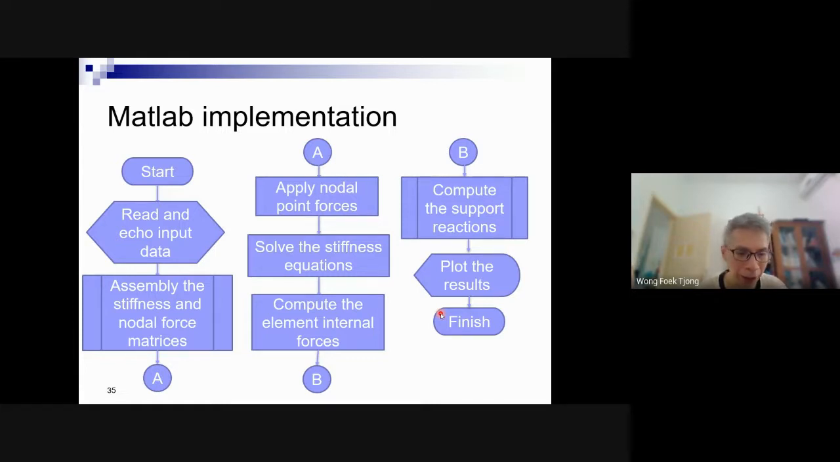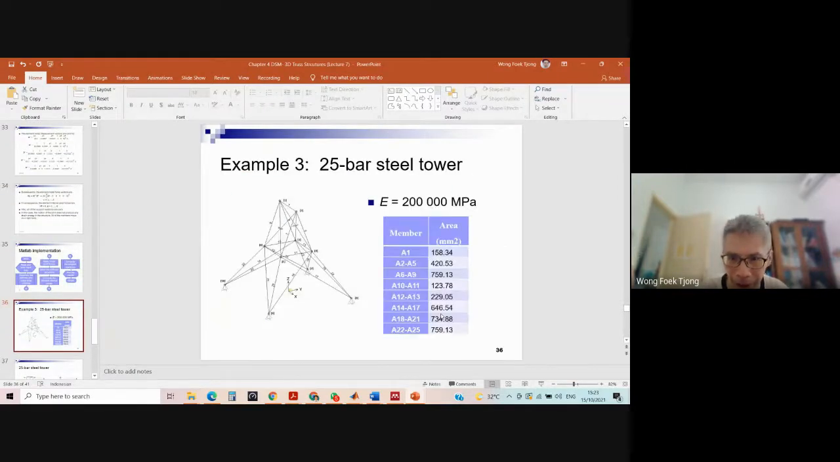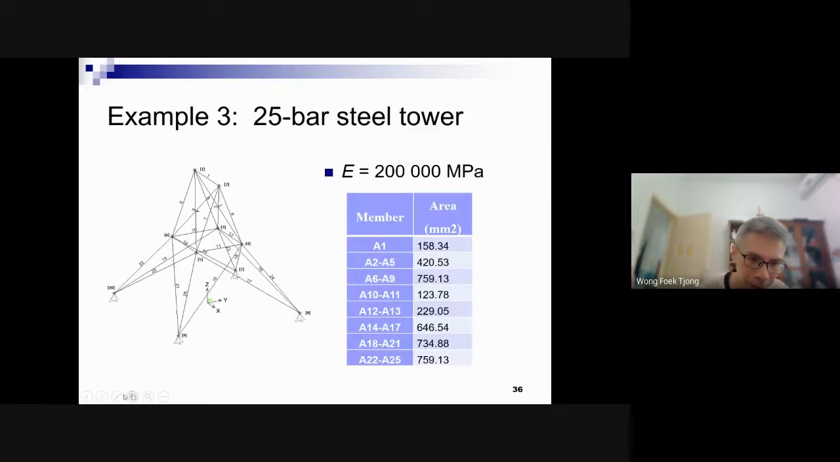Okay, let's take a look at MATLAB now. We are going to solve this problem, right? This is a tower. Can you see my screen? Okay. Yes, sir. This is a tower like this. Let me make it full screen again. It's quite complicated, a two-story tower. Totally we have 25 members, but still a tower.